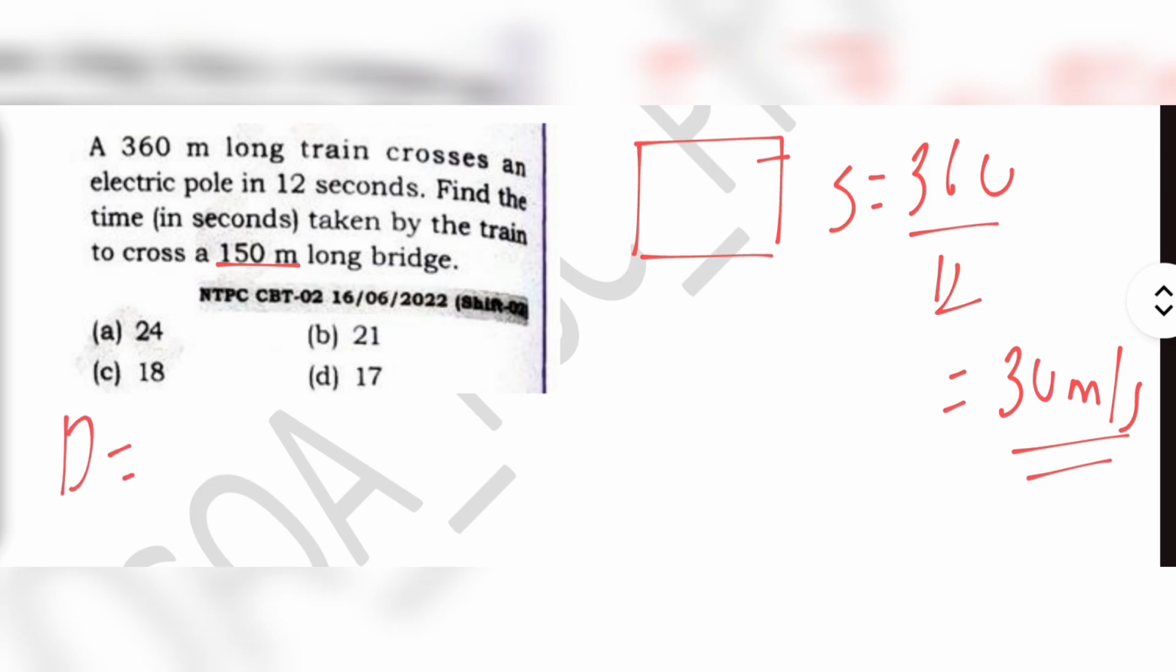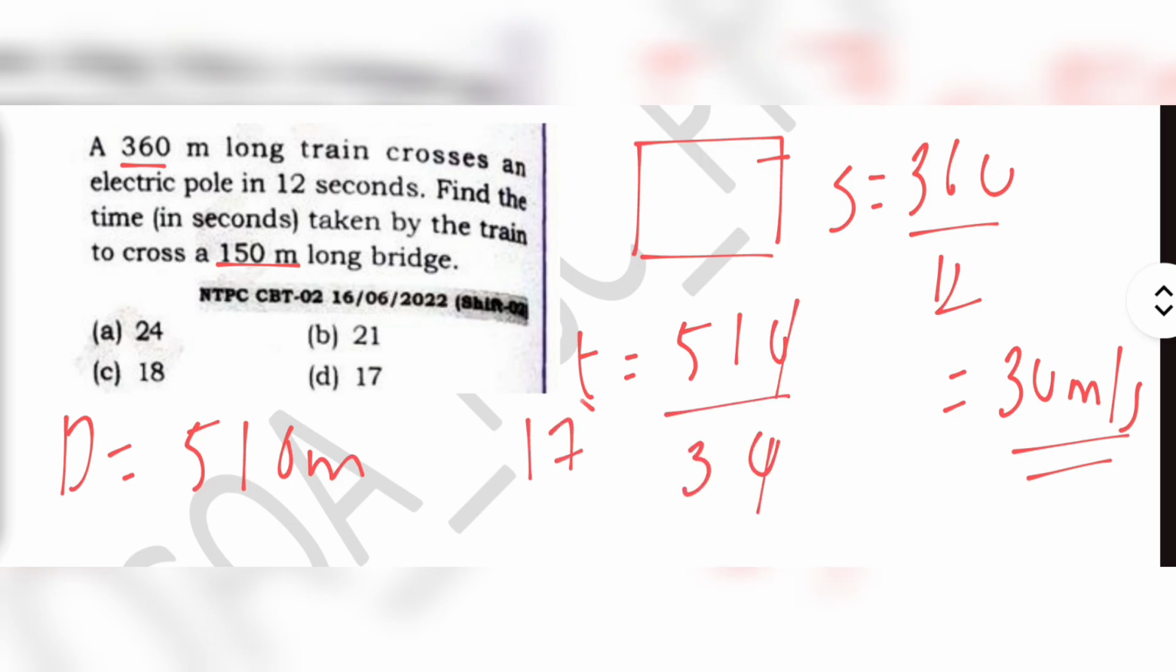Find the time taken by the train to cross the 150-meter long bridge. Total distance is how much? The length of the train plus the bridge, which is 510. And time is nothing but distance upon speed, which is 17 seconds. Easy.